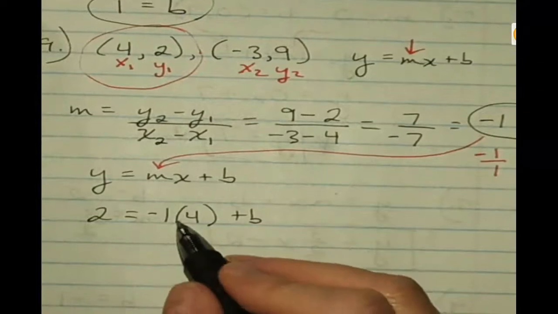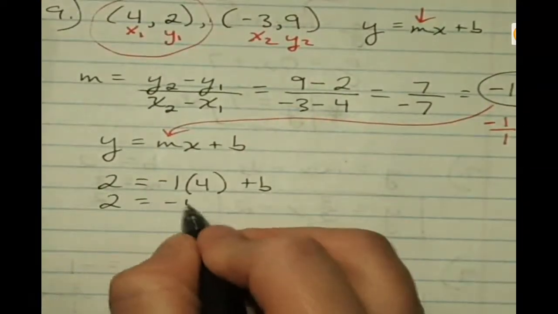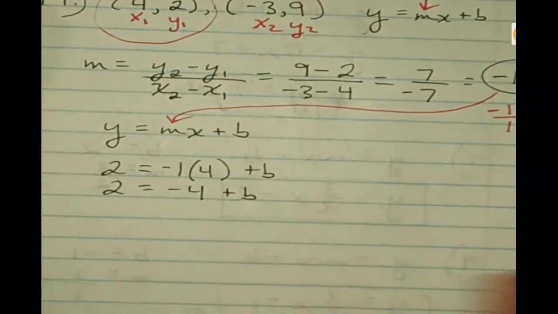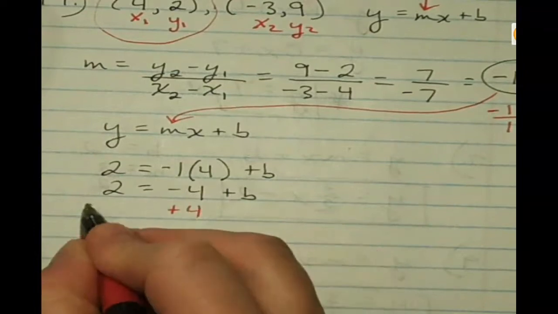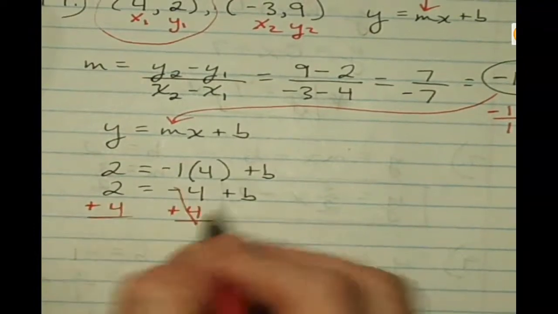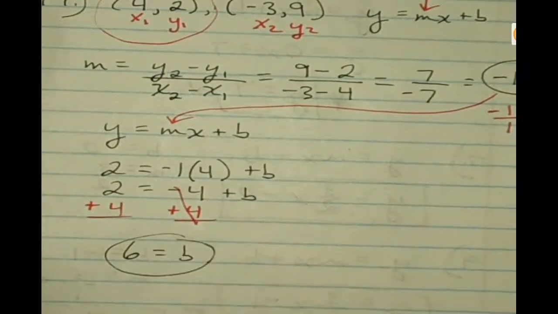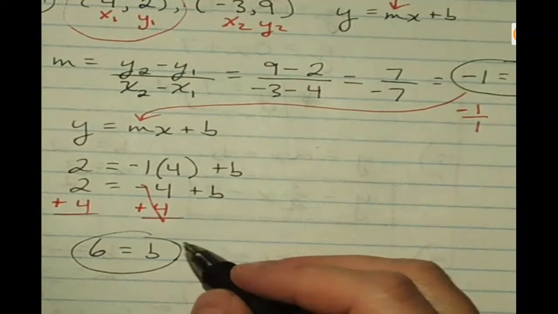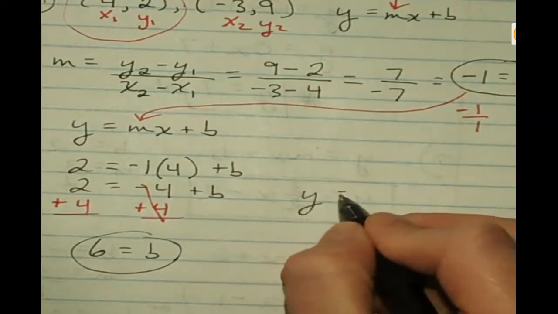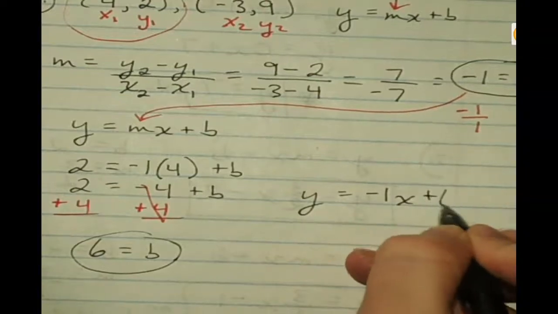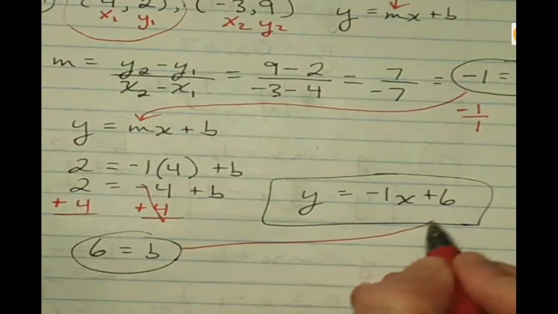All right, so what is -1 times 4? -4. So 2 equals -4 plus b. Now add 4 on both sides. And so your y-intercept is 6. So now I have my slope and I have my y-intercept. So what is my final answer? Y equals -1x plus 6. Perfect. Any questions?